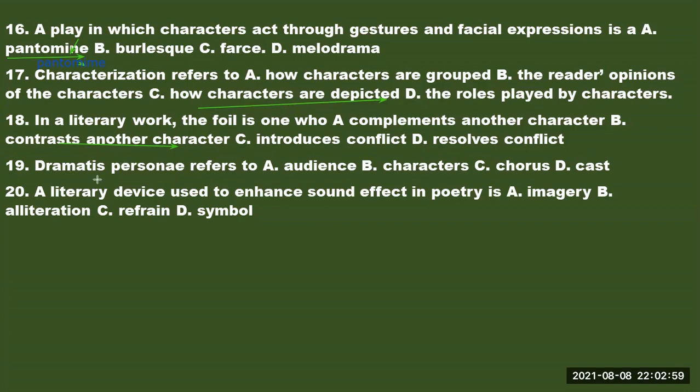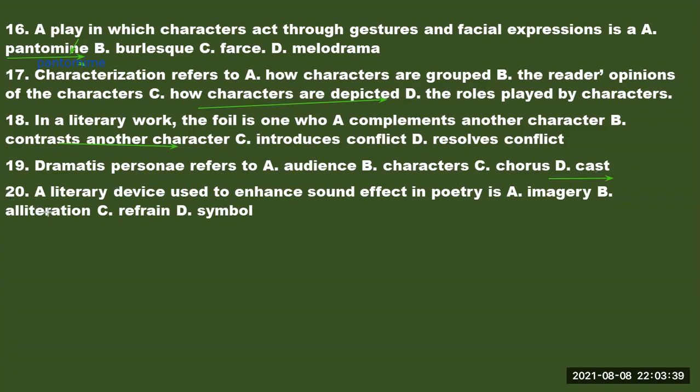Question number 19, dramatis personae refers to A, audience, no. B, characters, no. Well, it's a list of the characters, to be precise. C, chorus, no. D, cast, yes. The cast refers to the characters that perform in a story or in a play, and dramatis personae also refers to the list of the characters in a work of art. So the dramatis personae obviously refers to the cast.